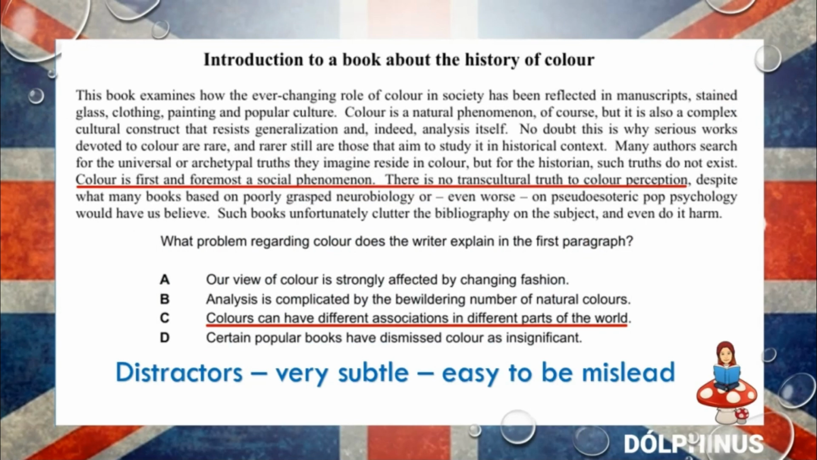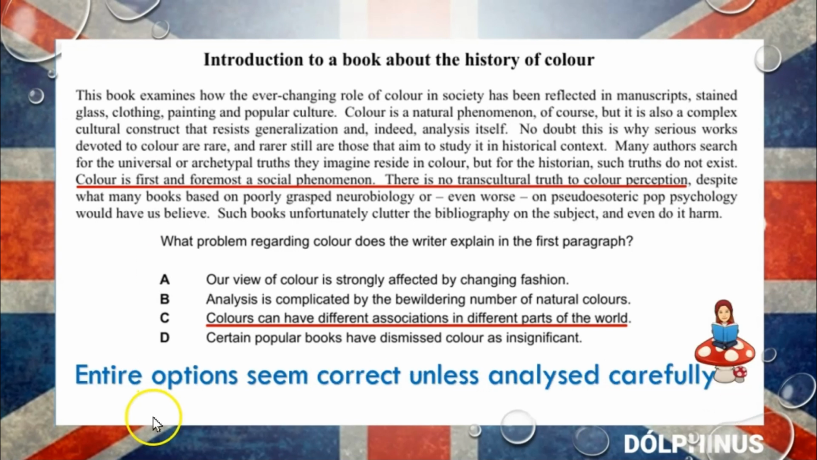The distractors in C1 are very subtle. Therefore, what it means is that they are not obvious. They are hard to notice, so it's easy to be misled by them. For example, entire options seem correct unless analyzed carefully. It is very important to learn to analyze them quickly as time is of the essence in reading exams, and this can only be achieved through practice.